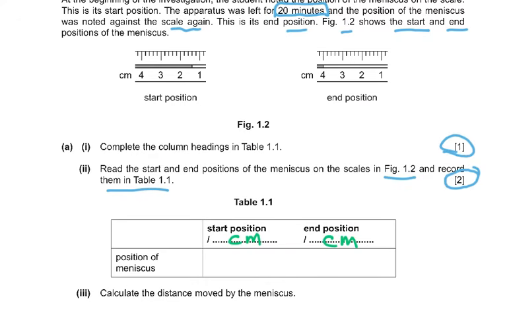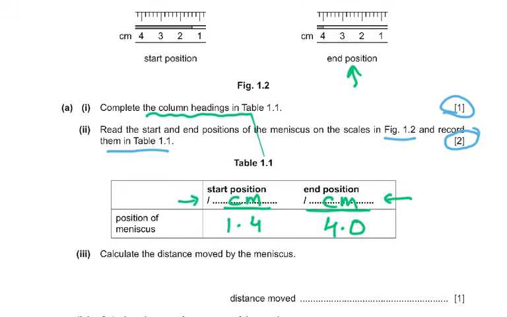Now the first thing was to complete the column headings. So you just have to write centimeter and centimeter here twice. Now it says position of the meniscus. At the start position, it was at 1.4. And you don't write the units with it, please remember. You don't write the units again and again. You just write the units in the heading once and that is for all. And then the end position, which is here, was 4.0. So 1.4 and 4.0.